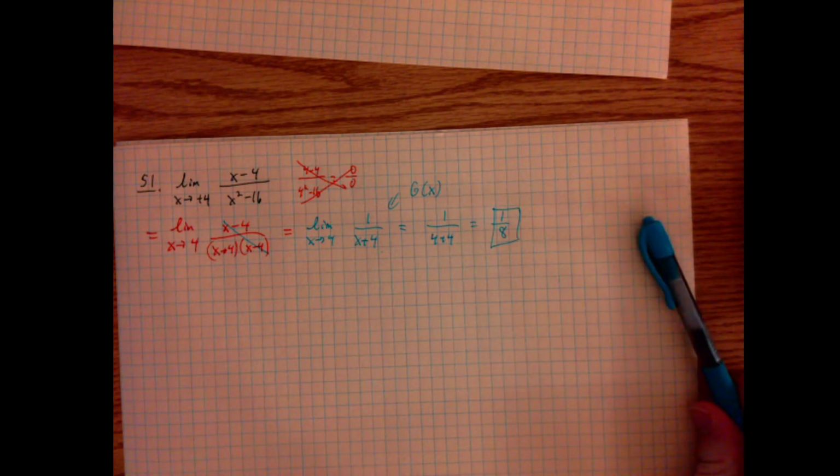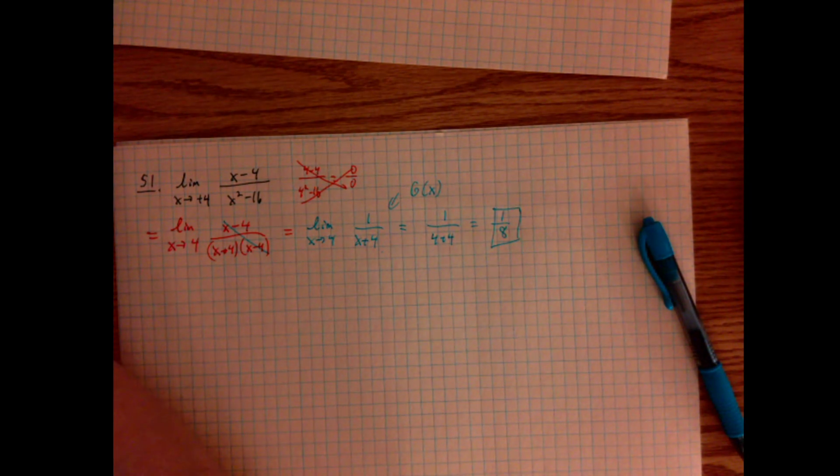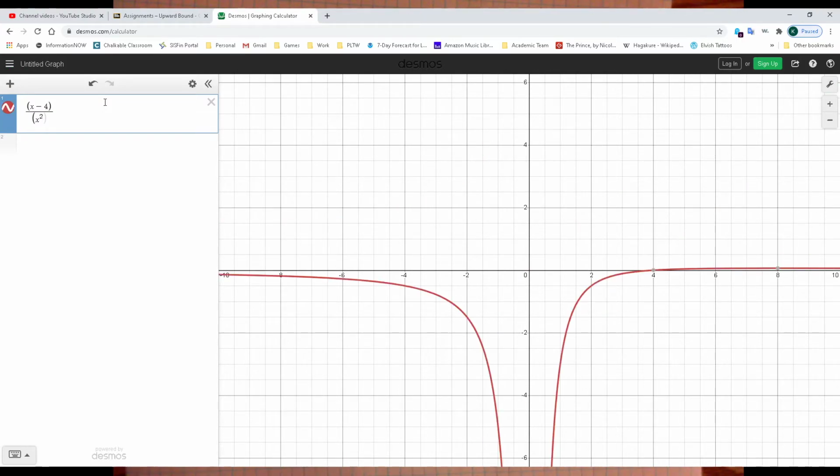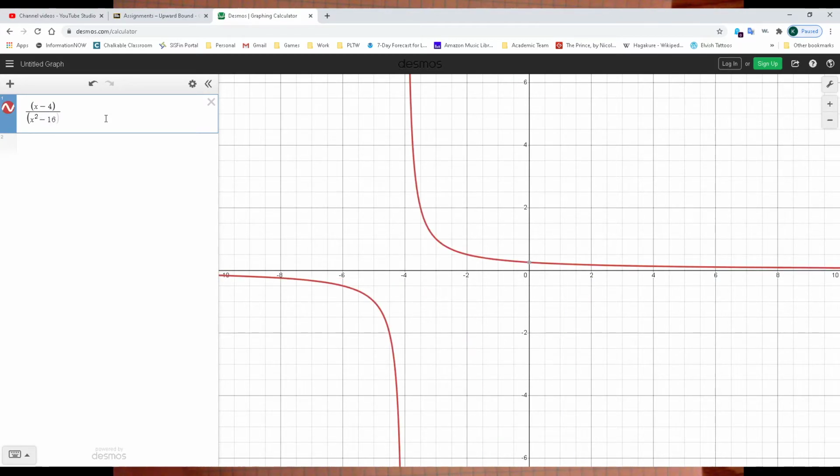Now, to verify this result, I'm going to use my graphing calculator. Alright, here's Desmos. My original equation was x minus 4 on top, x squared minus 16 on bottom. This is my original equation. Now check out my alternative equation. Now, just to verify, if I come over here to 4, right, I do not get an answer.